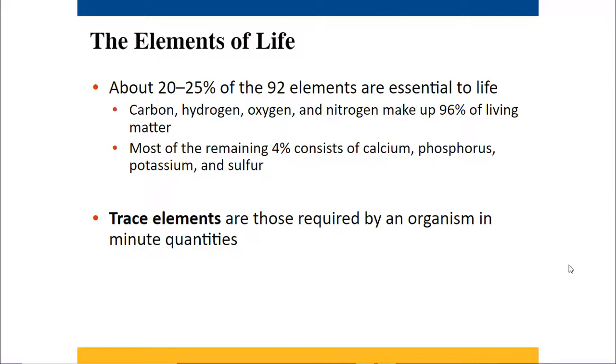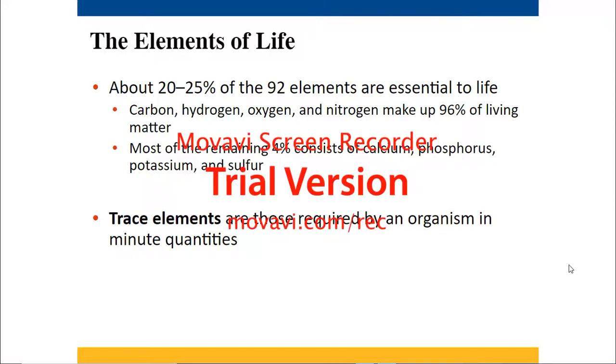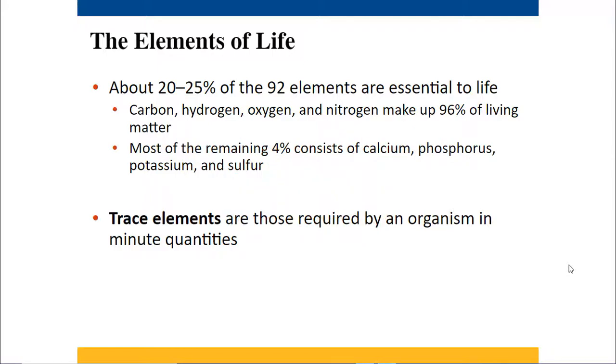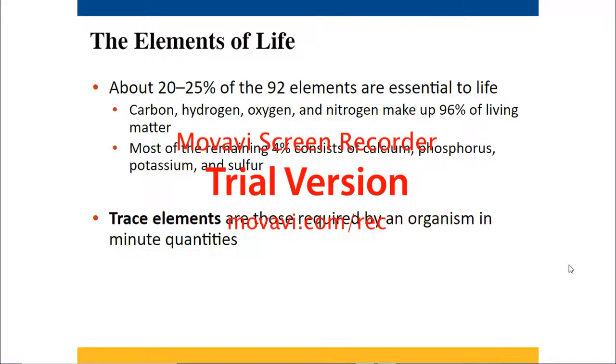And you also have hydrogen, oxygen, and nitrogen, which make up 96% of living matter. Most of the remaining 4% consists of calcium, phosphorus, potassium, and sulfur. And again, you need these elements for different things: to build sugar, build proteins, build DNA, and so forth.